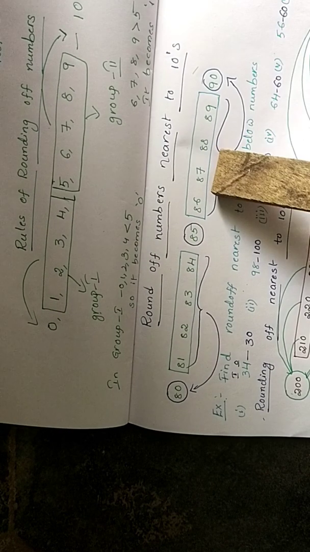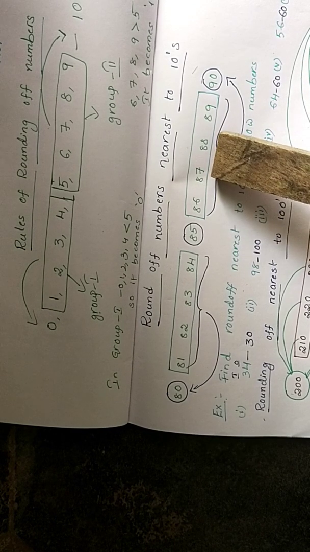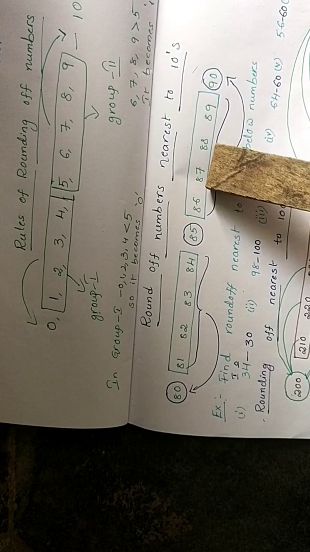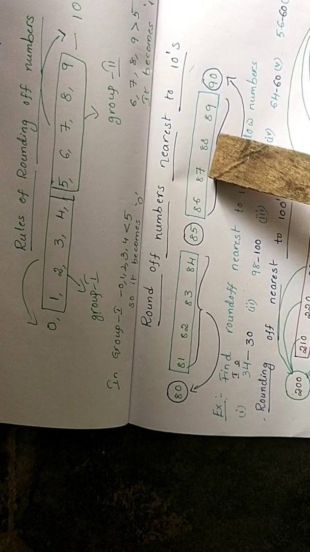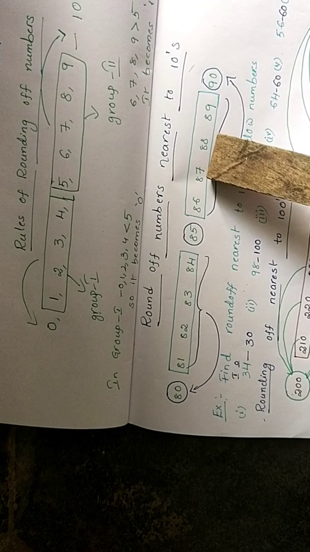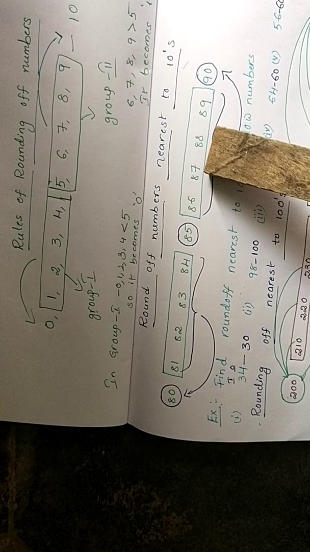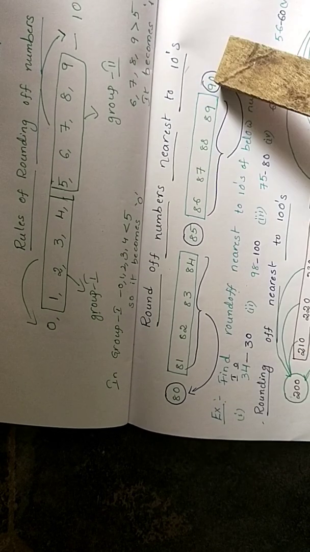Come here. Next, I want to find 87 nearest to tens. So 87 is nearest to 90. Why? Because here also, after 8 comes 7. So 7 is group 2, I mean greater than 5. So you should add 1 to 8, which makes 9. So 90, and the next digit will be 0. That's why 87 is nearest to 90.